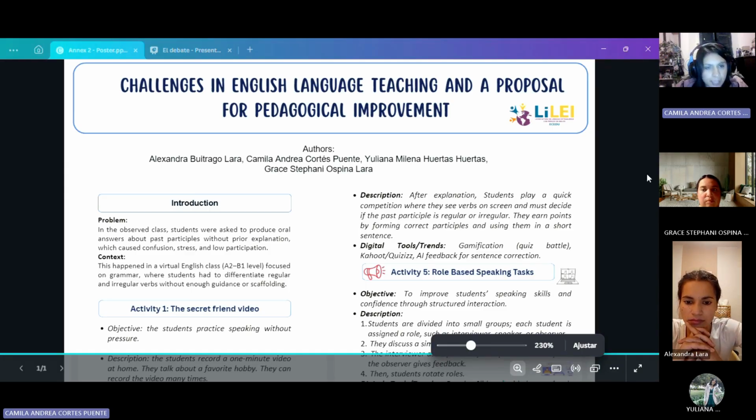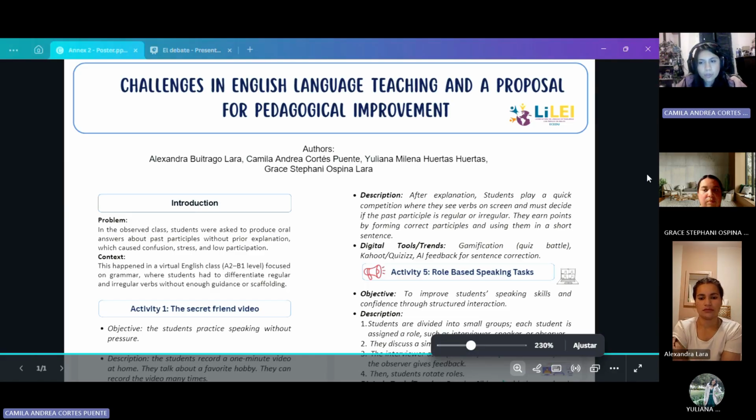The problematic that we identified is the following. In the observed class, students were asked to produce oral answers about past participles without prior explanation, which caused confusion, stress, and low participation. The context where we identified the problematic is a virtual English class, A2 B2 level, focused on grammar, where students had to differentiate regular and irregular verbs without enough guidance or scaffolding.